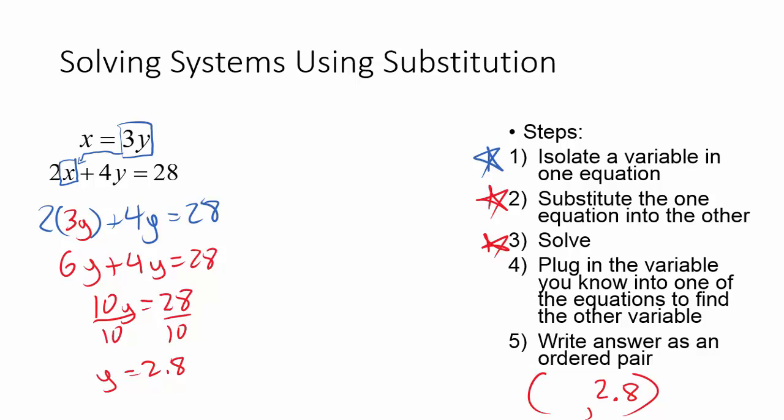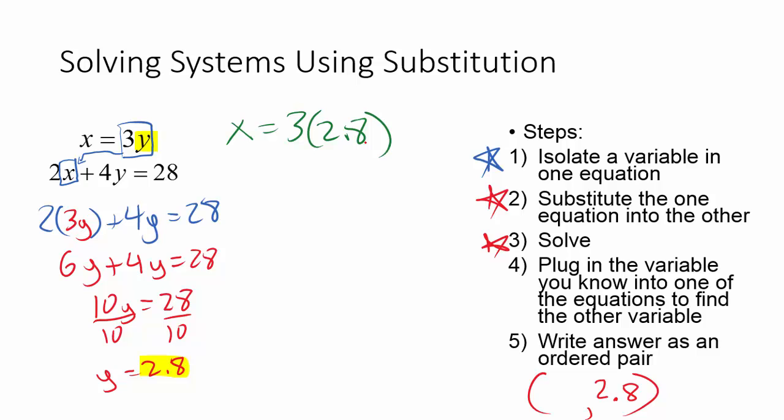It doesn't actually matter which one you plug it into. So this 2.8 here, I personally think this equation's a whole bunch easier to plug it into. You could plug the 2.8 in here and solve for the x, but why not just do this one, because it's going to be a whole lot easier. So it'll be x is equal to 3 times 2.8.